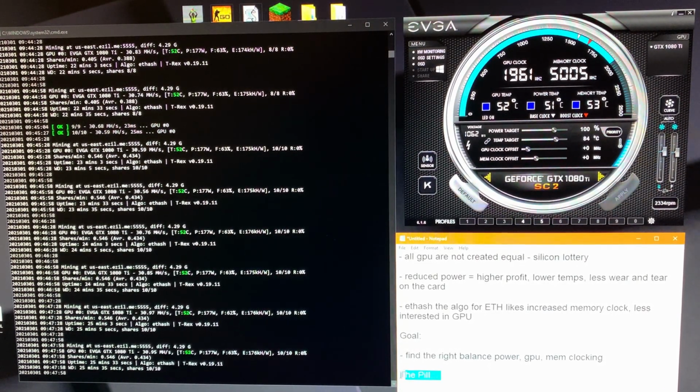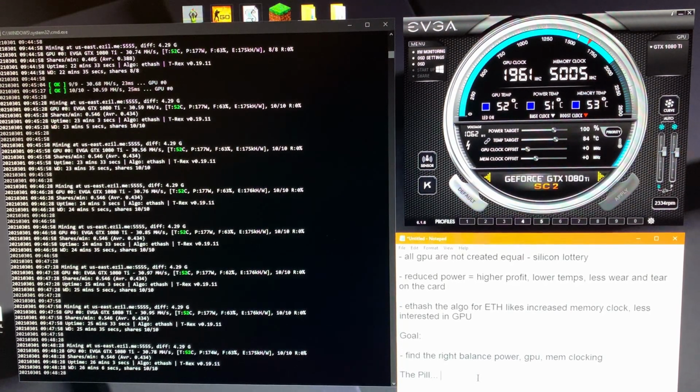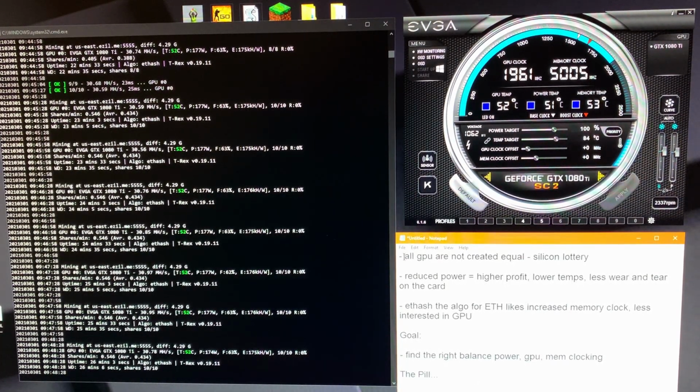And then we'll talk about the pill separately. Keeping in mind that all GPUs are not created equal and reduced power equals higher profits.